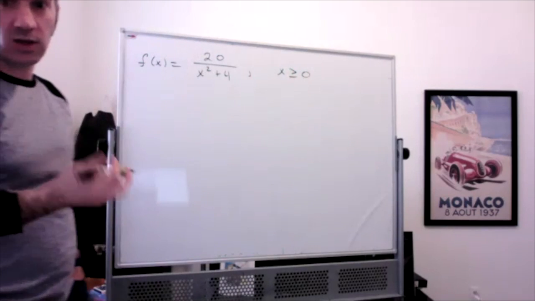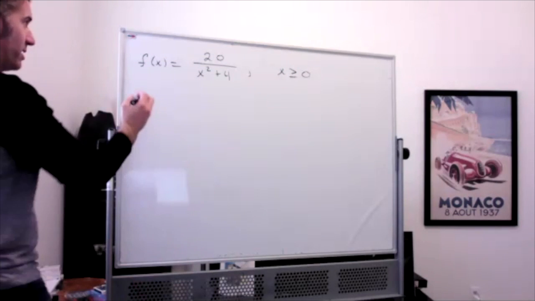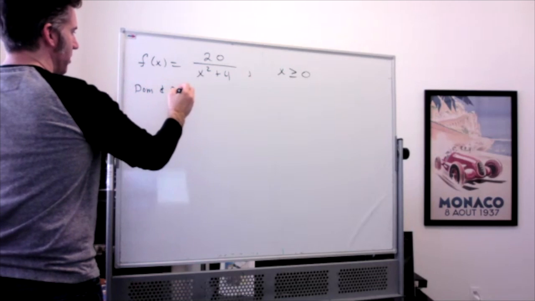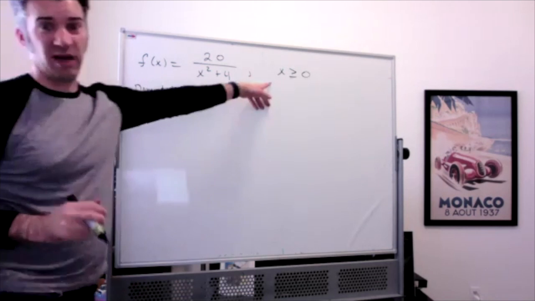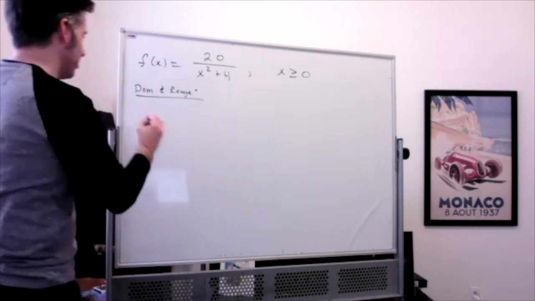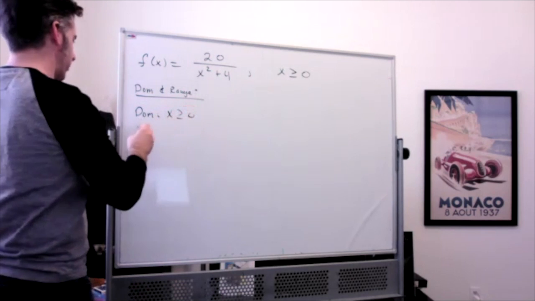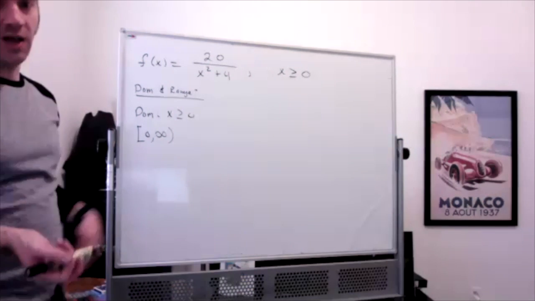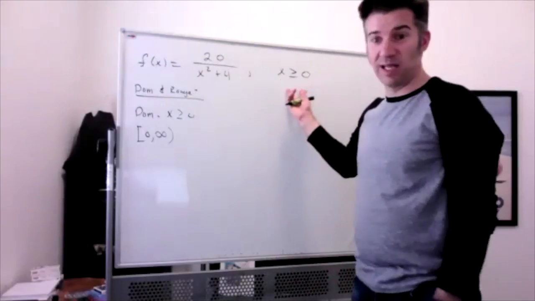Now, there's something going on here. We're going to find domain and range, but it's kind of silly to ask about the domain when they've already made the domain explicit. So here the domain is just x is greater than or equal to 0, which is everything from 0 inclusive to infinity. Now, why are we explicitly stating what the domain is?